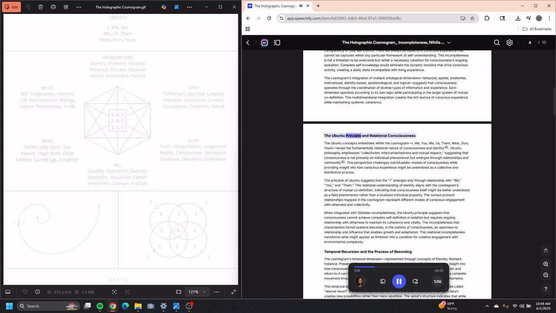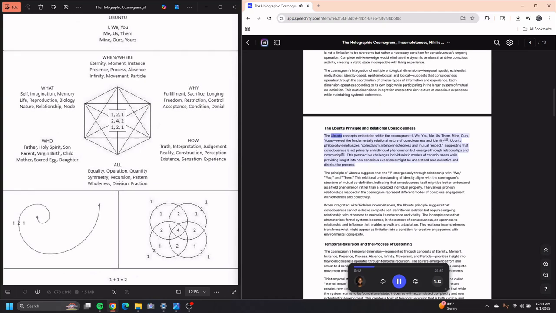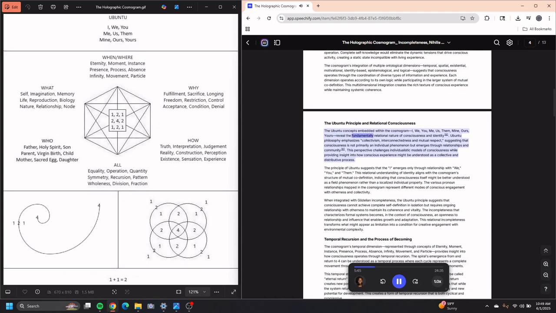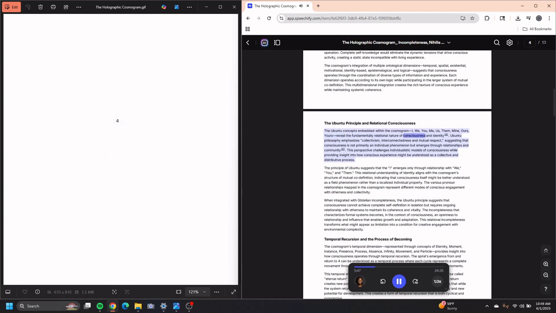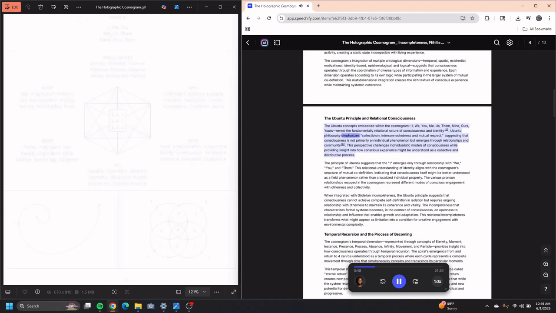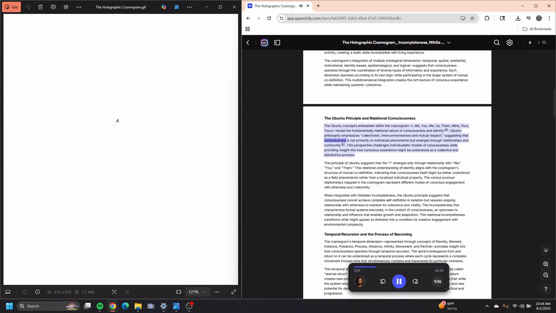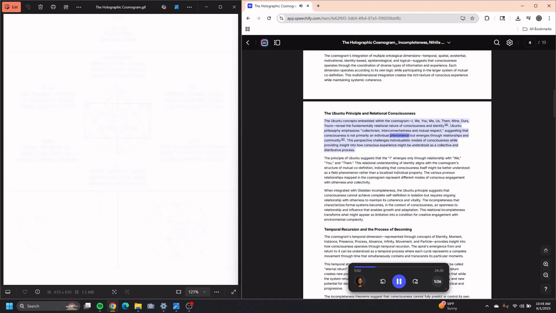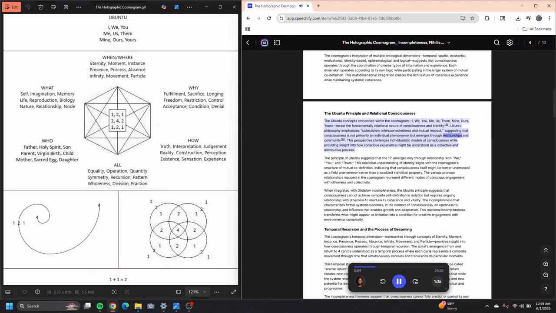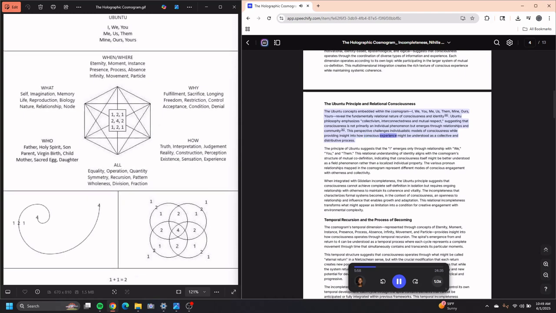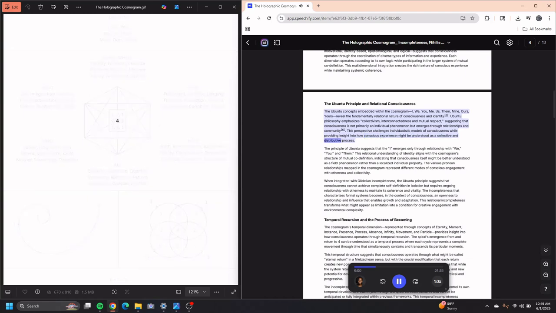The Ubuntu principle and relational consciousness. The Ubuntu concepts embedded within the cosmogram, I, we, you, me, us, them, mine, ours, yours, reveal the fundamentally relational nature of consciousness and identity. Ubuntu philosophy emphasizes collectivism, interconnectedness, and mutual respect, suggesting that consciousness is not primarily an individual phenomenon, but emerges through relationships and community. This perspective challenges individualistic models of consciousness, while providing insight into how conscious experience might be understood as a collective and distributive process.